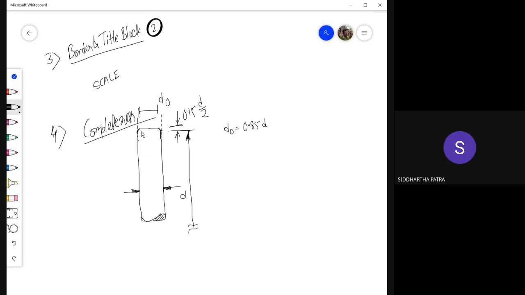Okay, now the thread is represented by the two lines drawn from d0 parallel to the shank of the bolt, and actually you join these two corners as well. Okay, so there will be two tiny 45-degree right angle triangles.